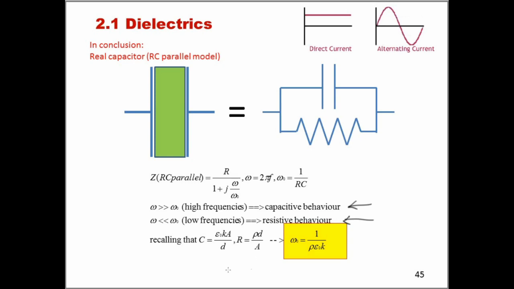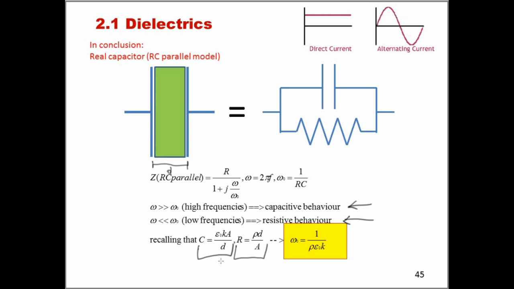And here we can use our known results. We know that the capacitance C is equal to epsilon 0 K A over D. On the other hand, using Ohm's law, we know that R is rho, the resistivity of the material, times D, which in this case is the length of our piece of material, over A, the cross-section of the material, so the area of the plates in this case.